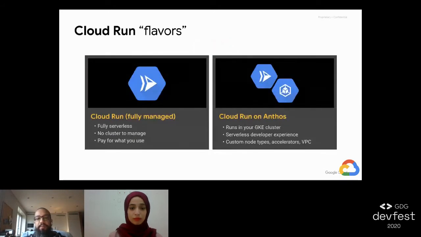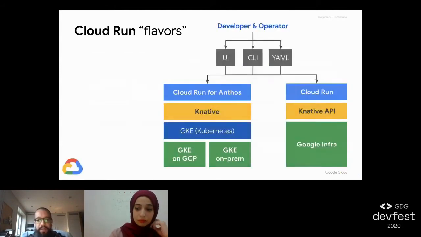So Cloud Run comes in two flavors. There is a fully managed version, and there is a Cloud Run for Anthos version. Today, I'm going to focus on the fully managed one, which is the one that we have on GCP. And that's essentially a truly fully serverless platform, right?